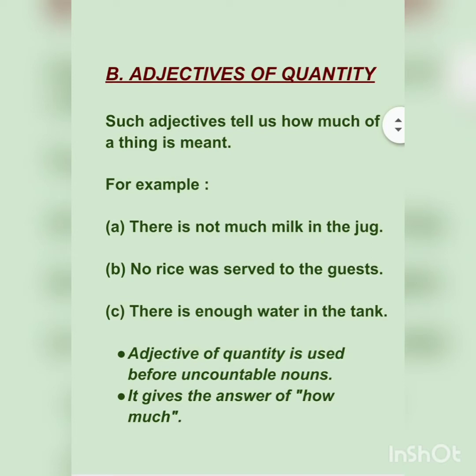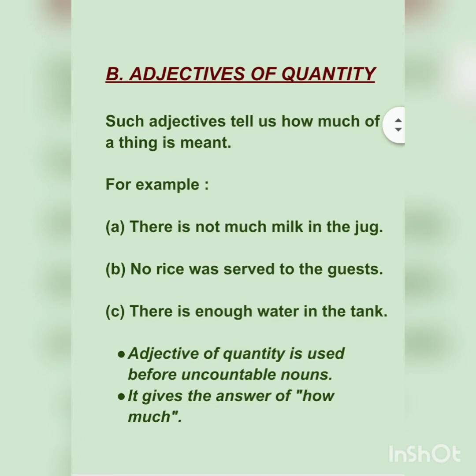The next adjective is adjective of quantity. Such adjectives tell us how much of a thing is meant. That means the word which tells us about the quantity of a noun or pronoun is called adjective of quantity. For example, there is not much milk in the jug. No rice was served to the guest. There is enough water in the tank. Here in these sentences, much, no, and enough, these are the examples of adjective of quantity.